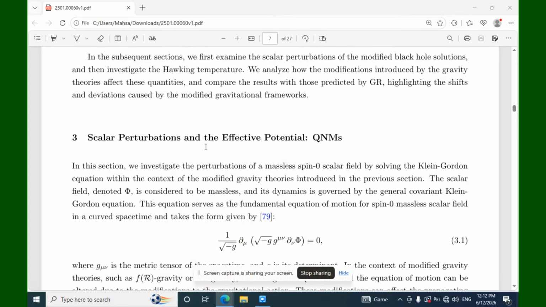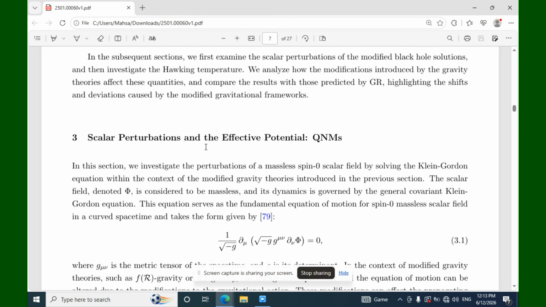In the name of Almighty God, I'm Mahsa Sankoshi, and today I want to talk about general relativity and also Ricci inverse gravity. In the subsequent sections, we first examine the scalar perturbations of modified black hole solutions and then investigate the Hawking temperature.